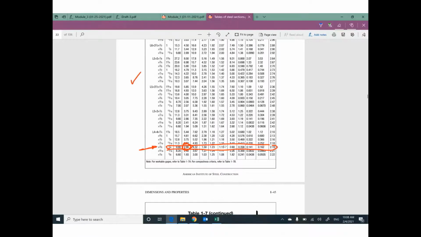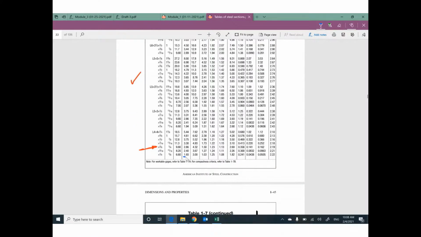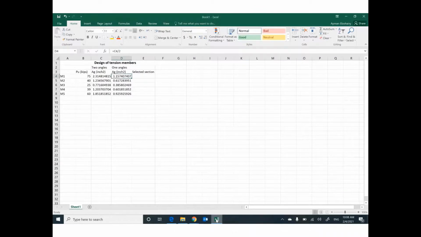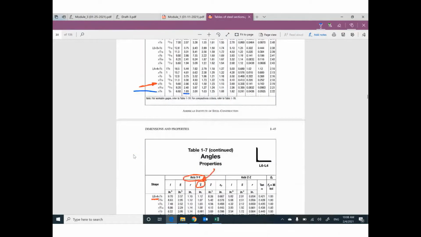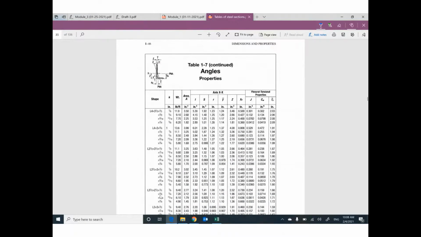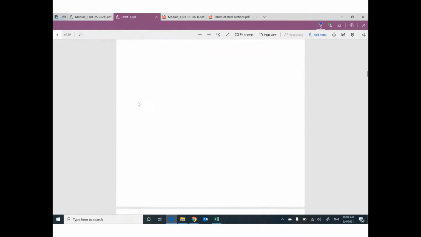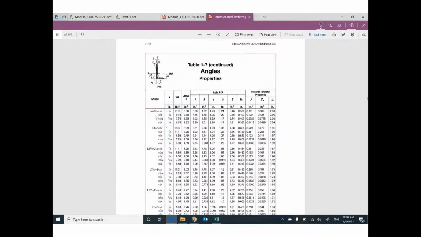Probably here. How much do you need? 1.15. 1.93, that works. So you can select 4 by 4 times 1/4. Or if you are feeling it's still too much, remember, after this yielding, we need to check for rupture. So don't be too critical. I believe this cross section will work.